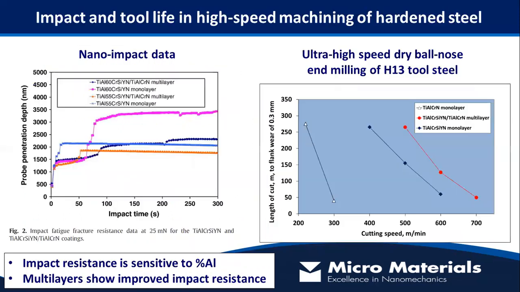And yet when you look at its impact behavior and its cutting behavior, you see a massive improvement in performance. On the left, particularly with 55% aluminium in these layers, you can see enhanced performance. It's a little bit of fracture, but basically very resistant through the test. And when you do the metal cutting test, even right up to 700 meters per minute, so extremely high cutting speeds, it's able to deliver enhanced performance compared to these monolayers. So really, the combination of mechanical and microstructural advantages in that system.